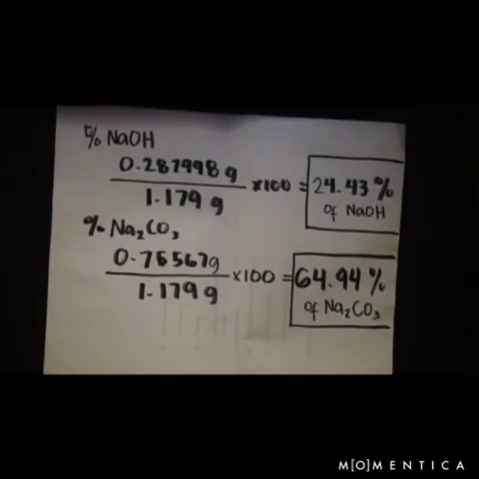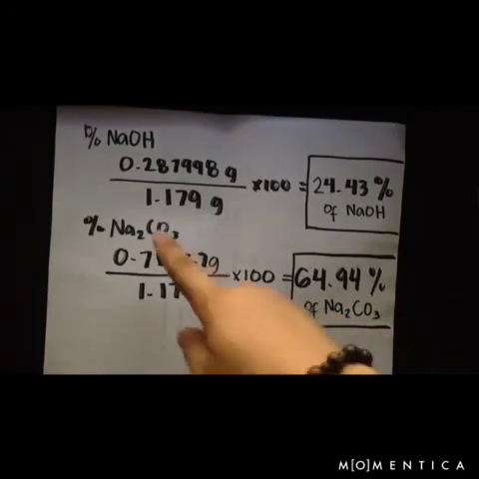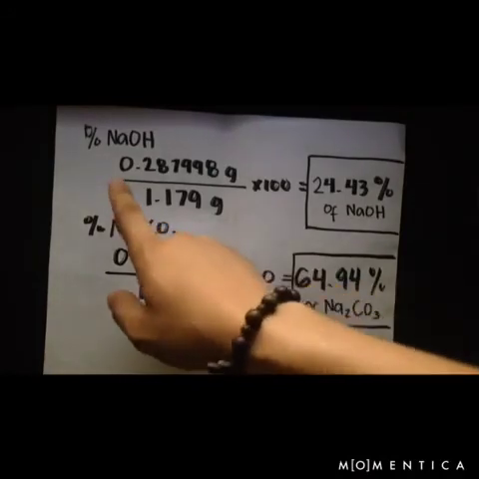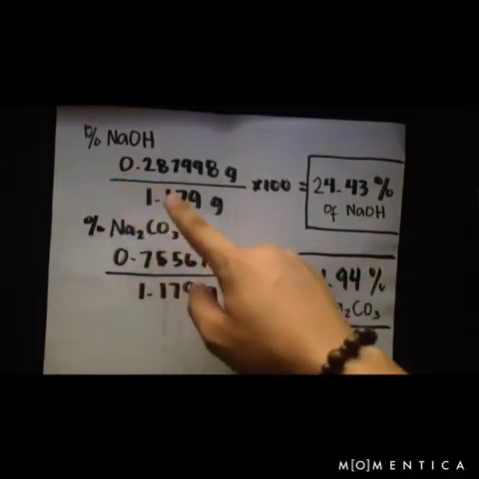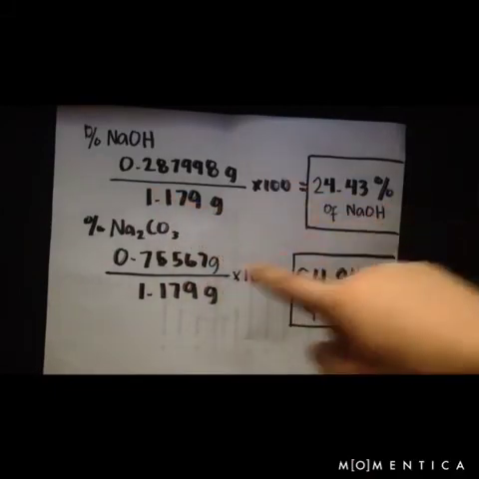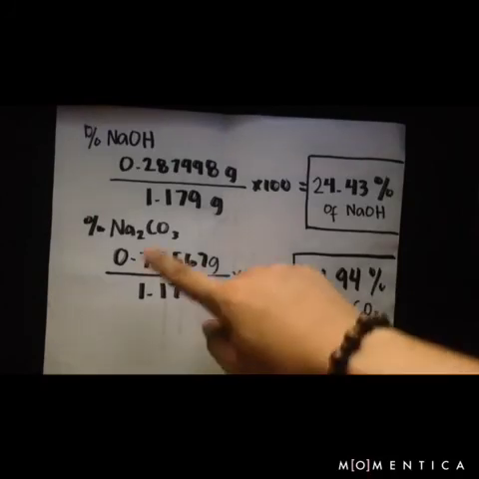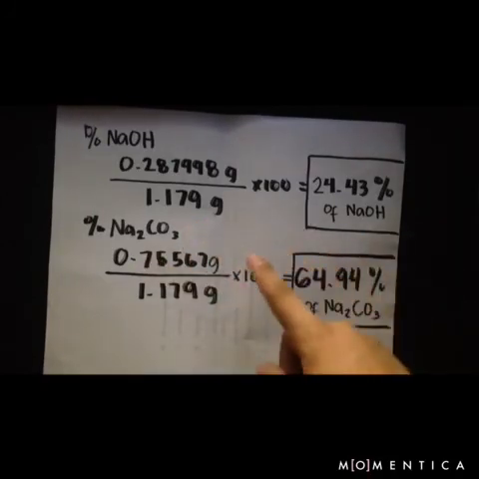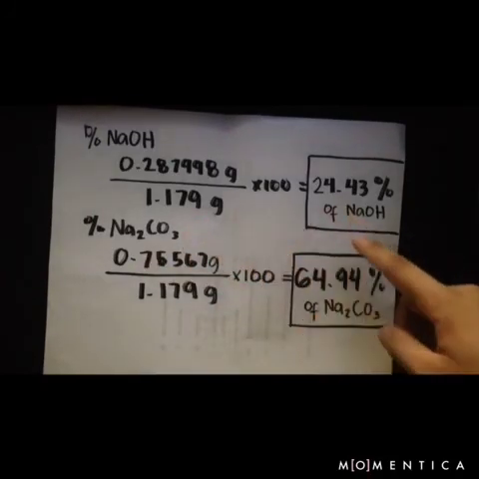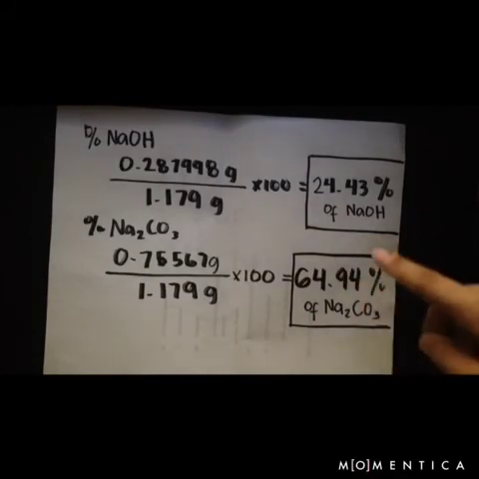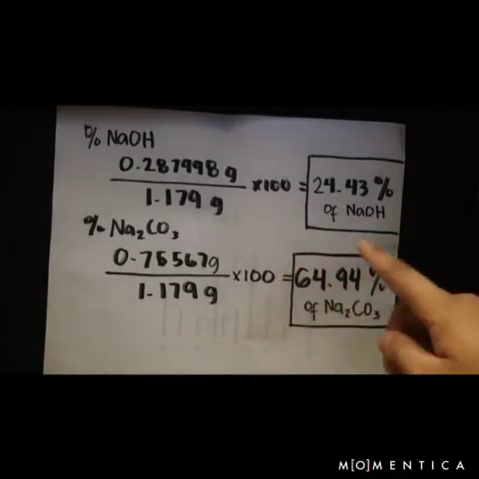Next is to get the percentage. Sodium hydroxide is 0.287998 gram over the sample, 1.179 grams, times 100, which is equal to 24.43% of NaOH.